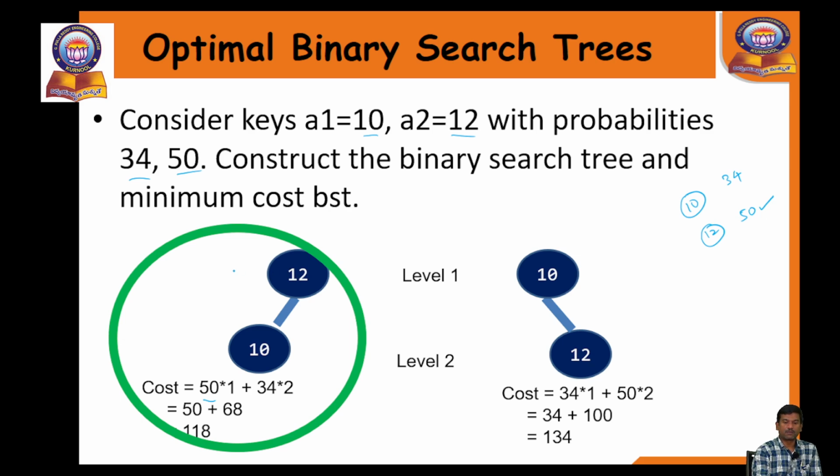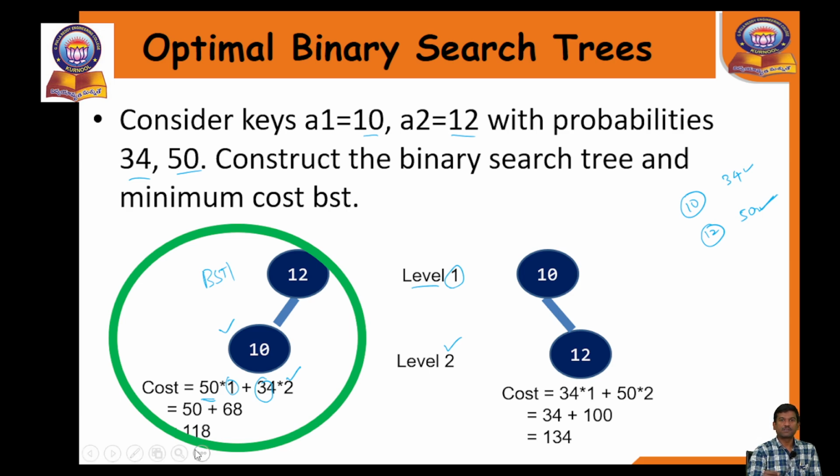So here, according to this binary search tree one, you have placed 12 as the root node, which is present at level 1. So 50, what does this 50 indicate? That is the probability 50 into the level number. The level number is equal to 1. So 50 into 1, plus the probability of node 10, which is 34, and the level is equal to 2. If you calculate, that is 50 plus 68, which is equal to 118.